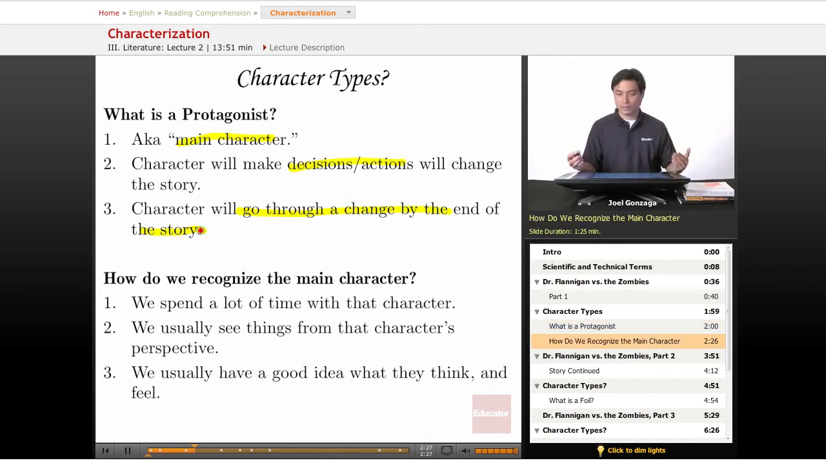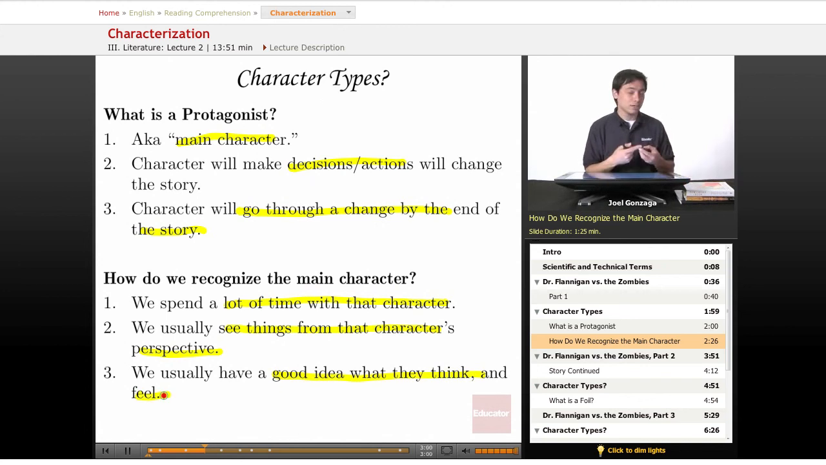Now, how do we recognize what a main character or protagonist is? Well, one clue is that we spend a lot of time with that character. And then secondly, we usually see things from the character's perspective. Now, what do I mean by perspective? Well, it means a story is told as if there's a little imp on this character's shoulder with a video camera, and we're getting the story like that. And we also have a good idea of what this character thinks and feels.